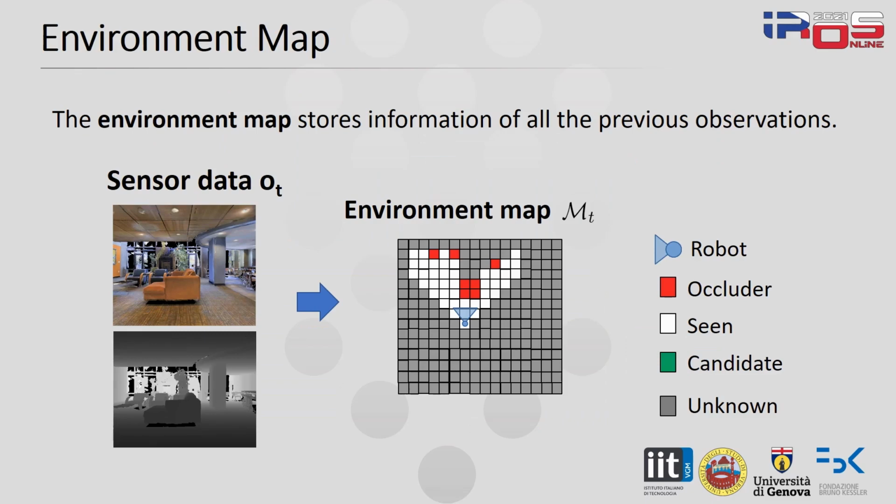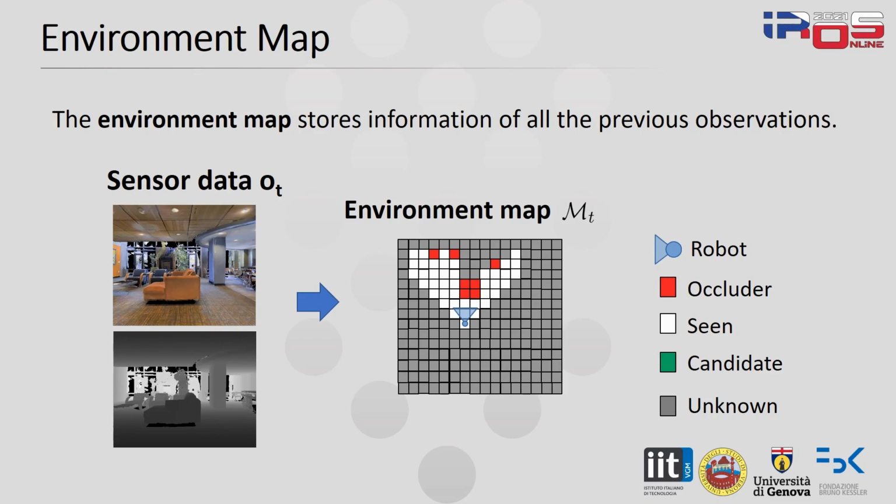Because we are working in an unknown environment, first we need a way to store topological information that the agent gathered during the search. We define a 2D environment map, which is a top-down view of the environment subdivided in cells, where each cell represents what the agent knows about that part of the environment. Each cell can be of four types. The first type is the unknown cell. This means that the agent does not have any information about that part of the environment.